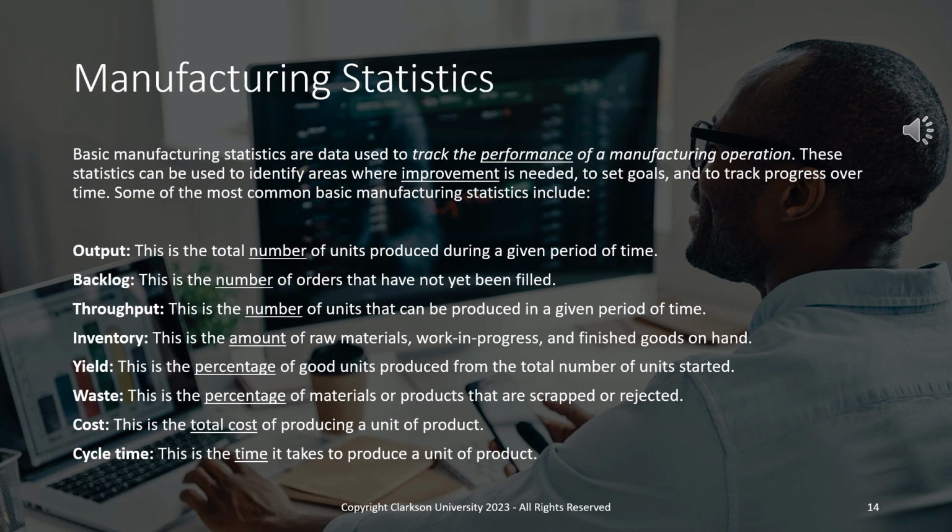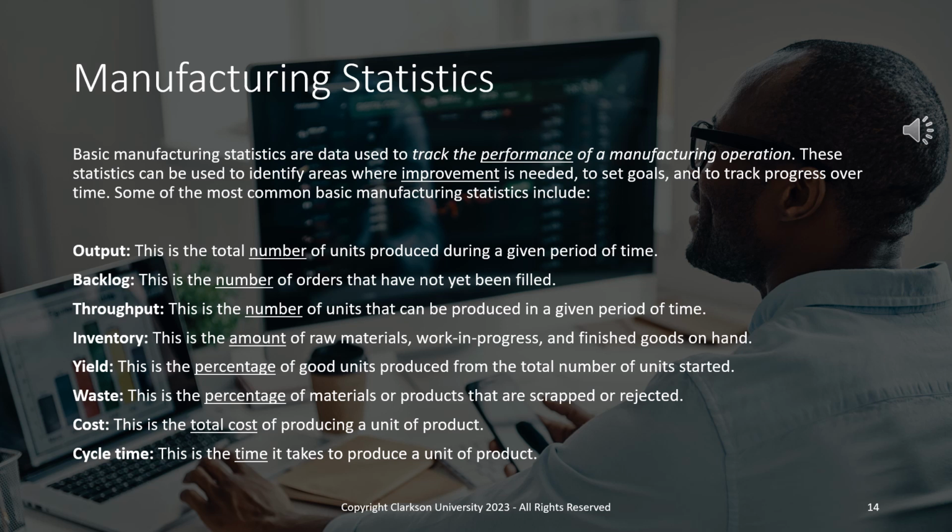At the highest level, manufacturing statistics are used to track performance of manufacturing systems. Statistics help decision makers set goals, monitor progress towards goals, and drive improvements. Some common manufacturing statistics are output, backlog, throughput, inventory, yield, waste, cost, and cycle time, also known as span. Note that some key statistics like output, backlog, throughput, and inventory simply require count, the simplest statistic of all, just the total number of items.